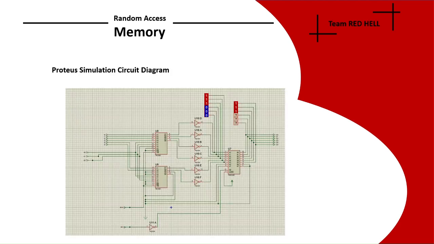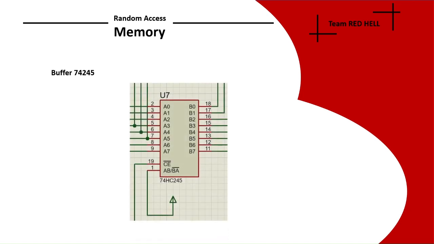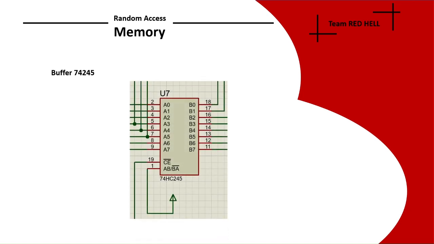Now the buffer 74245 IC. We can see this is the IC we used in our RAM. It is called a buffer IC. It has 8 inputs and 8 outputs. Using this IC we can achieve unidirectional flow of data.